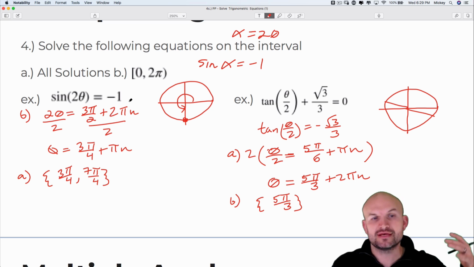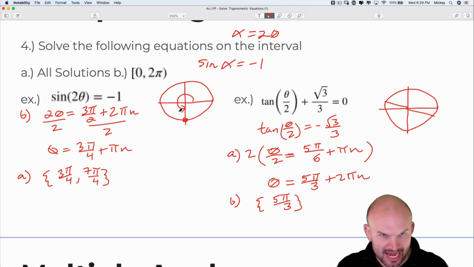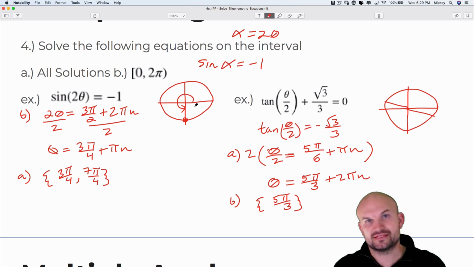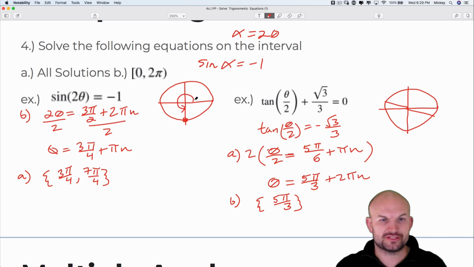So what angles would make that true? And obviously the only angle that makes that true is 3 pi halves. But what I'm doing here is I'm solving for all solutions first. So I have 3 pi halves there, and then I'm going to find all the solutions. So I'm going to add 2 pi n, because I have to have infinitely many of those answers. So I go ahead and solve that. I add 2 pi n.